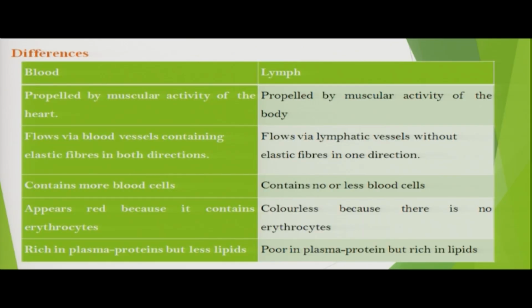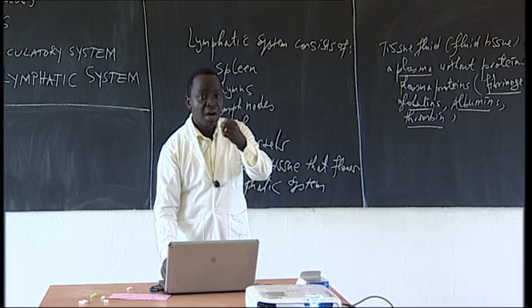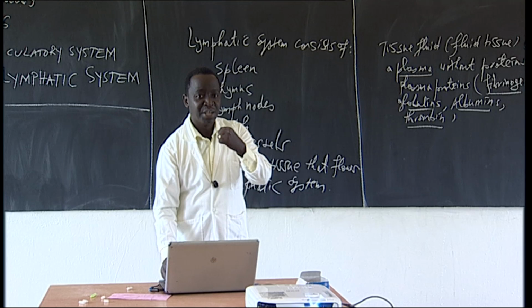Now for the differences. Blood is pumped by the heart, while lymph is not pumped by the heart, it is just propelled by what? By muscular activity. Blood flows via blood vessels, and then lymph flows via lymphatic vessels. And then blood contains more blood cells, while the lymph contains what?